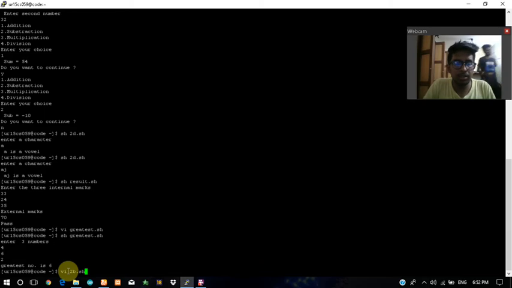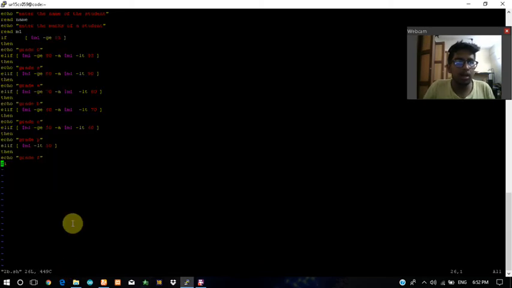The second question of the experiment is where we have to check the grade of the student. So first we'll enter the name of the student and we'll read the name. After that we'll enter the marks of the student. Then if the marks are greater than 95, grade O is given, and if the marks are greater than 80 but less than 90, then S is given.